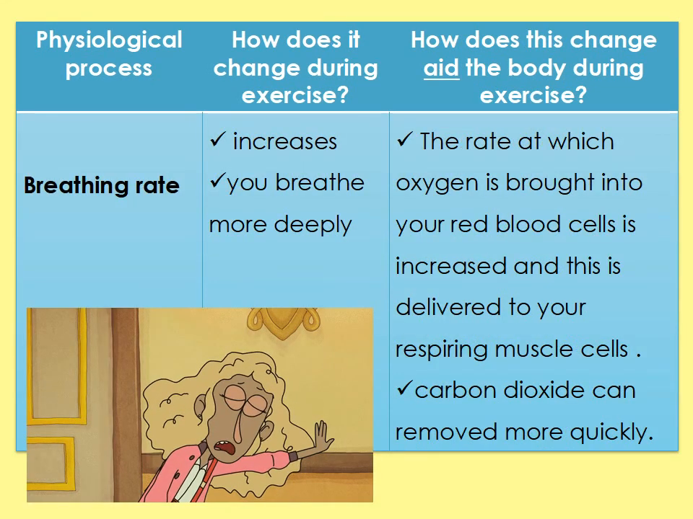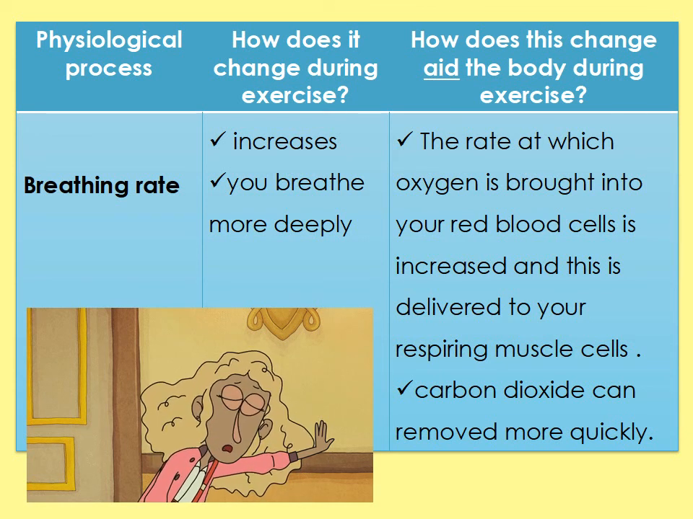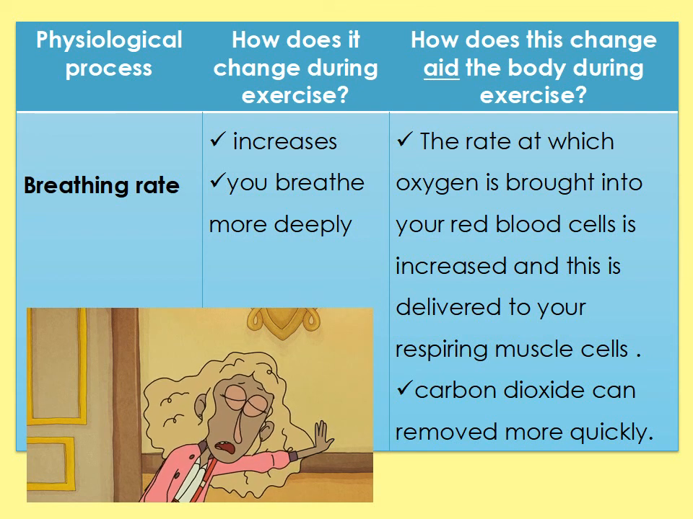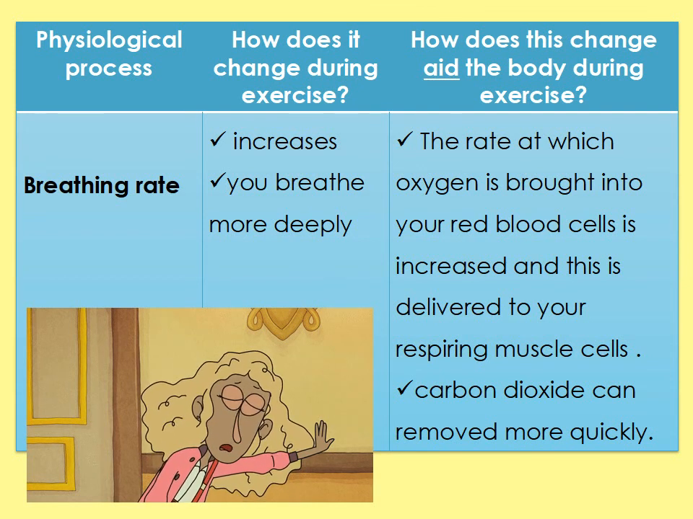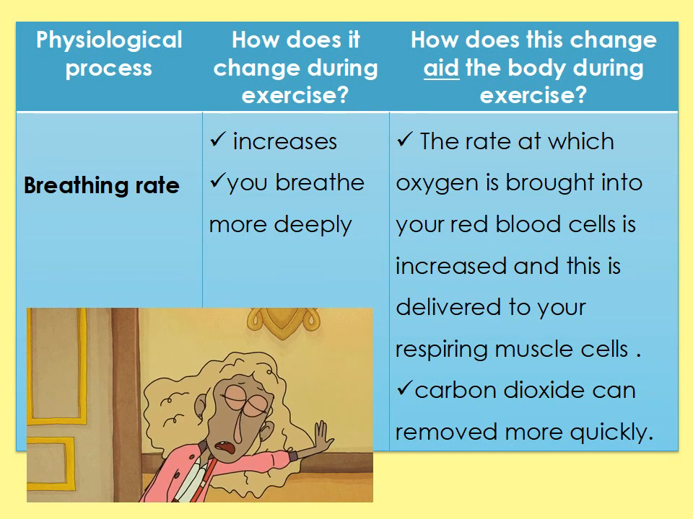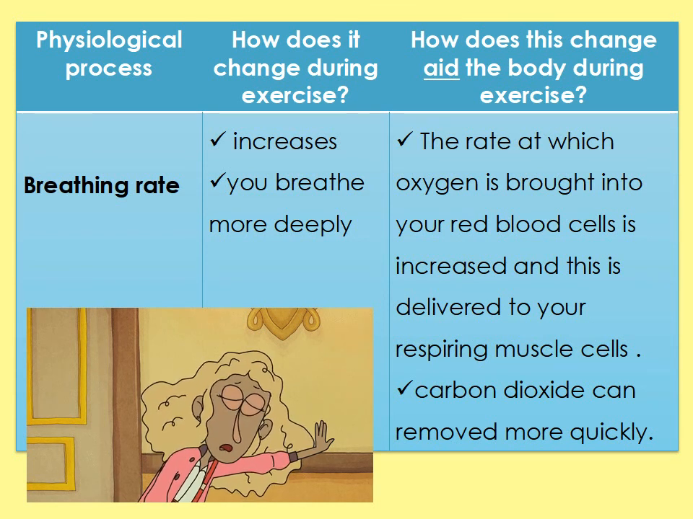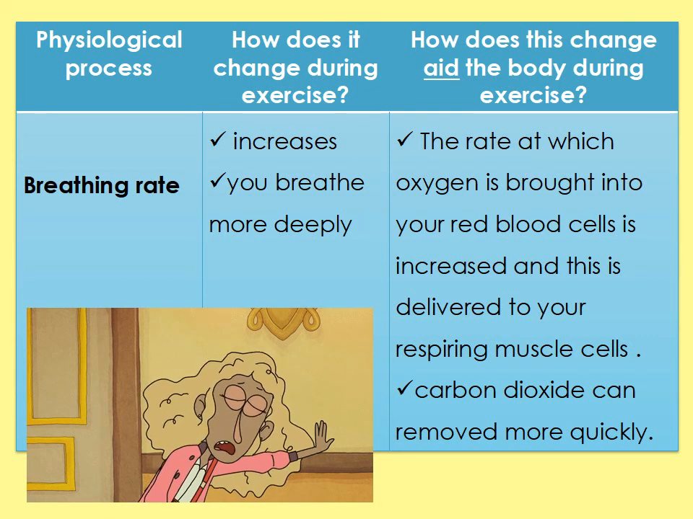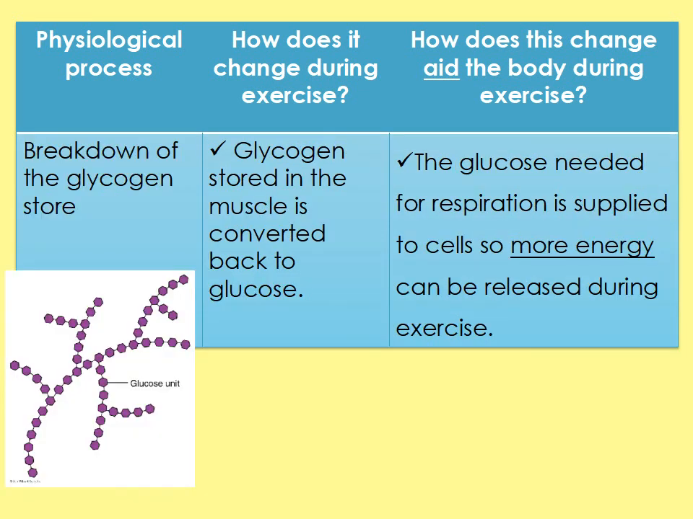Your breathing rate also increases when you exercise, as well as breathing more deeply. This ensures that more oxygen is brought to your muscles and more carbon dioxide can be removed from your muscles. So by increasing this breathing rate, we are helping to provide your muscles with more oxygen and removal of carbon dioxide more rapidly compared to when you are at rest.